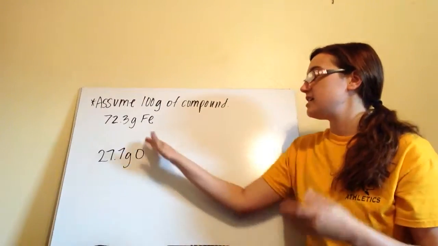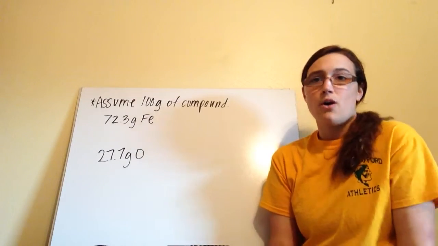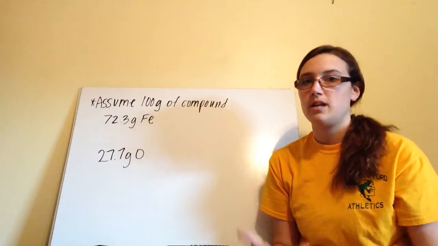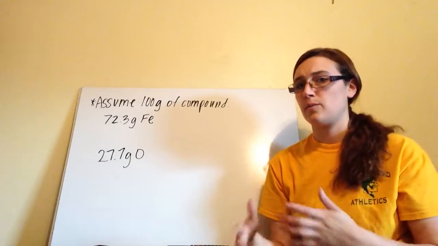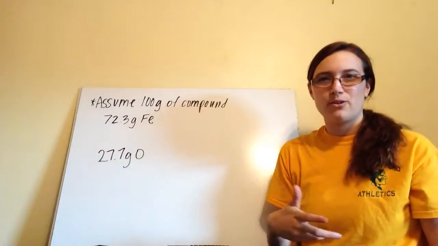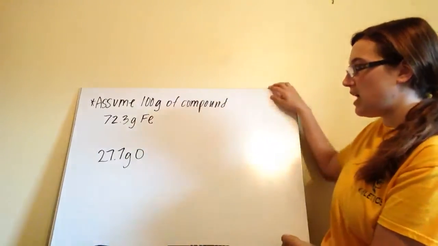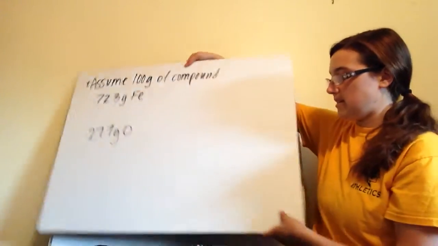Now, it actually doesn't matter the exact amounts. What really matters is the ratio. So if you want to say that you have 50 grams and you want to calculate 72.3% of 50, you can do that. But if we assume 100 grams, it makes our life a lot easier. So we assume 100 grams of the compound. Now we have the masses that we need.